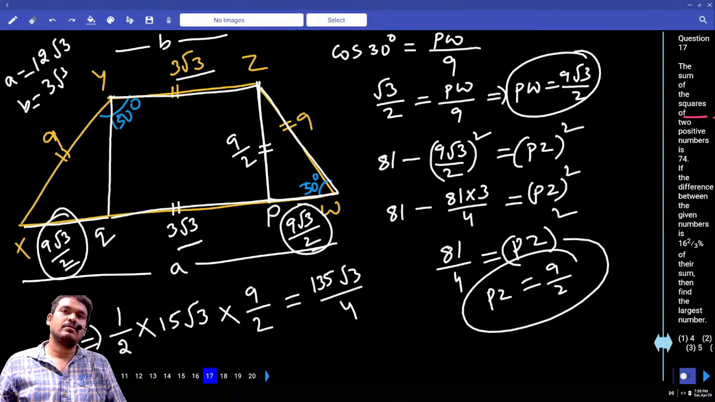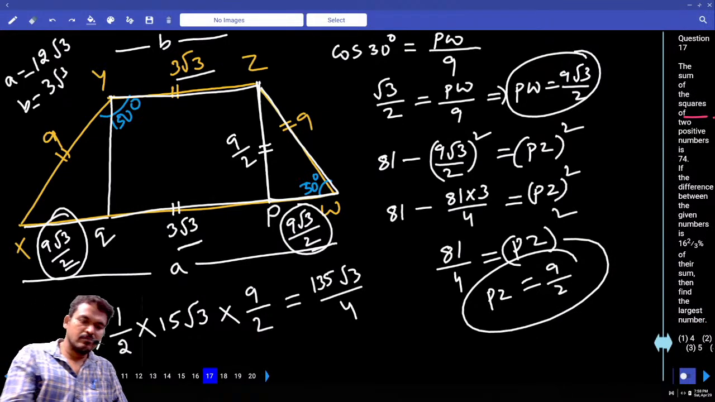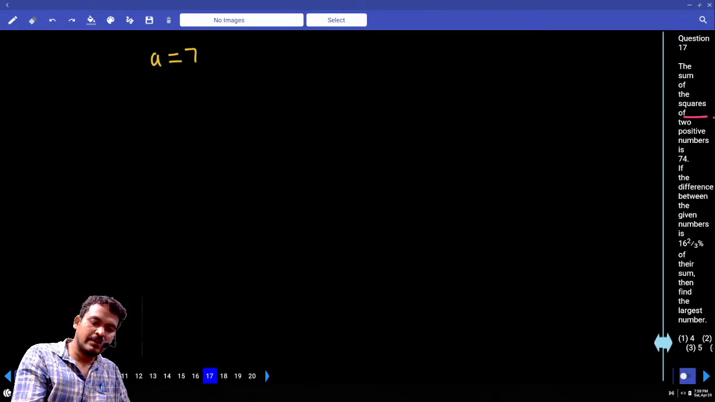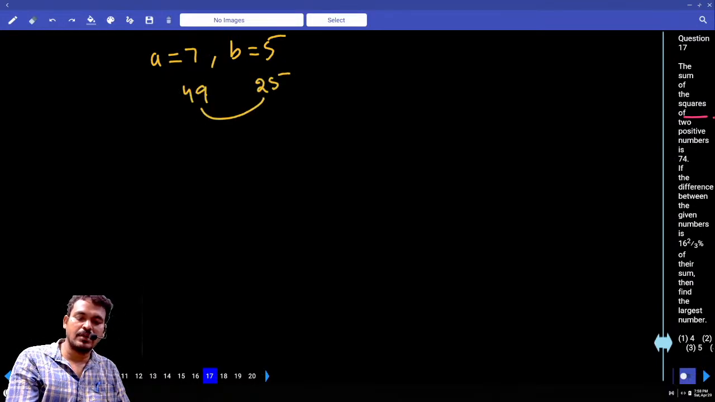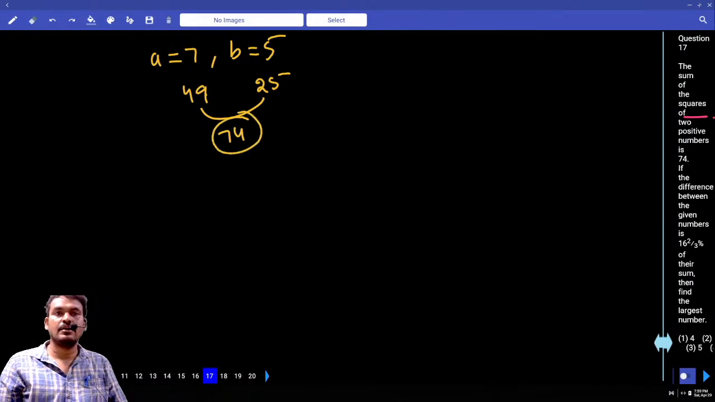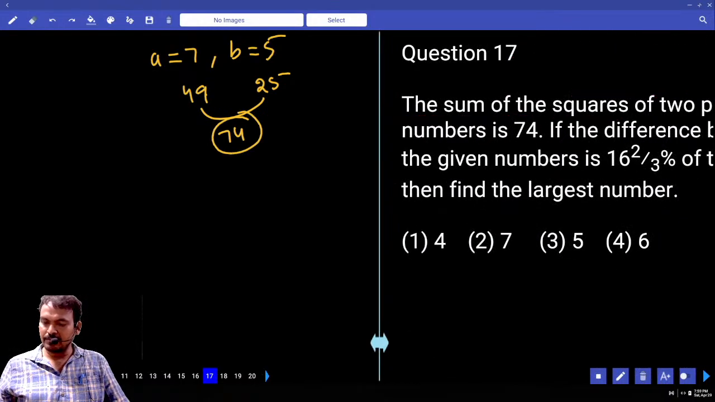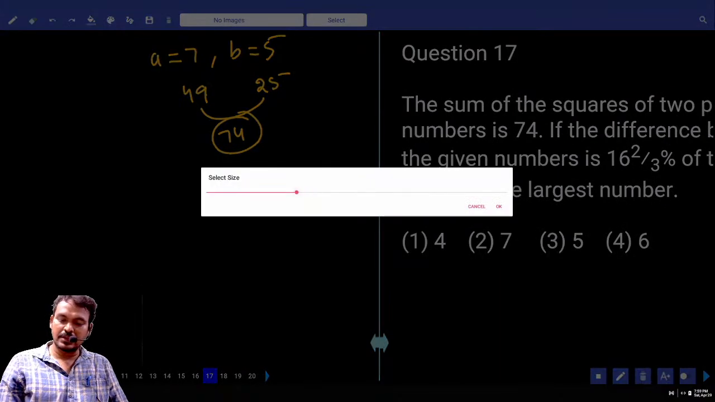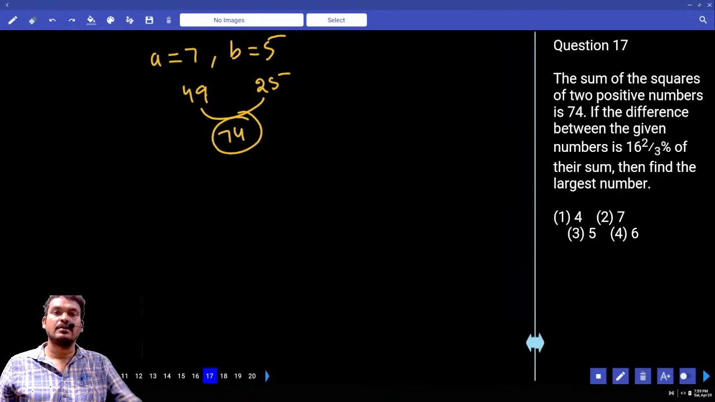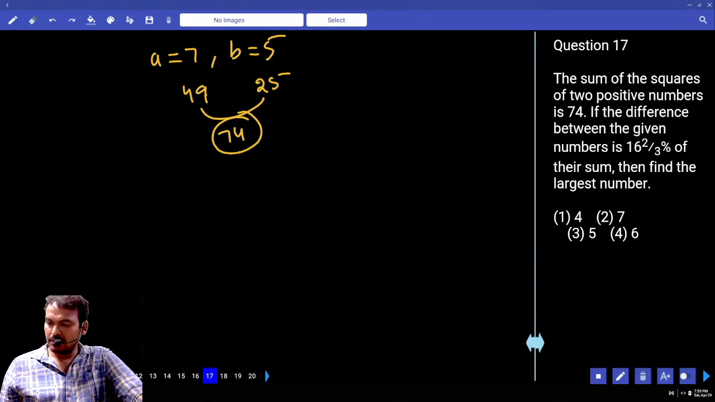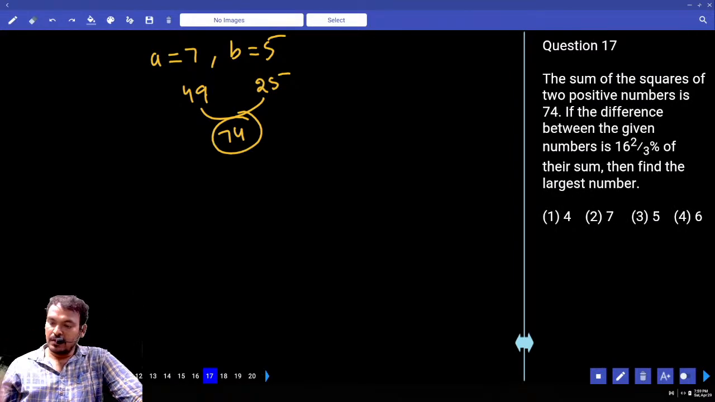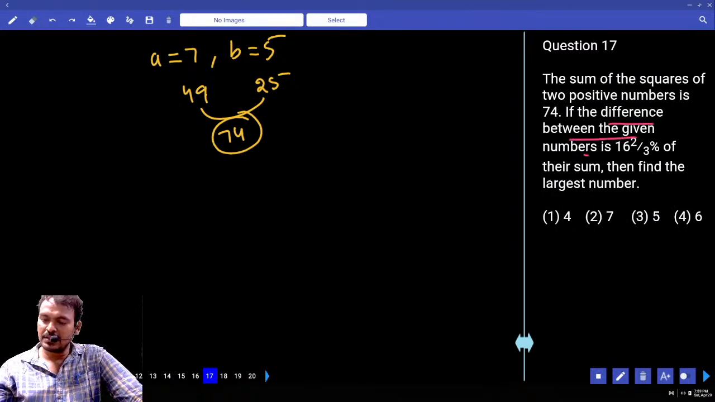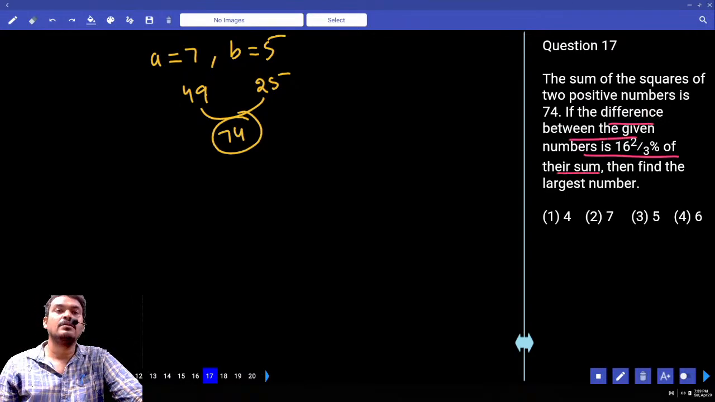What is 7 squared? 49. What is 5 squared? 25. Assume A is 7 and B is 5. The sum of the squares will be 74. What is the second condition? The difference of the numbers is 16 2/3% of their sum. 49 plus 25, how much is it? 74.